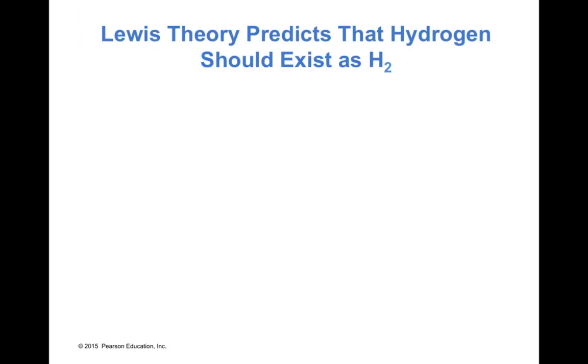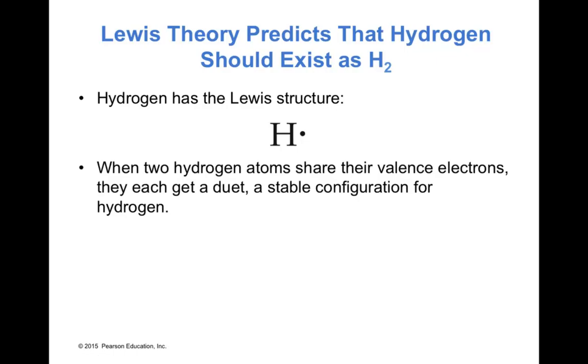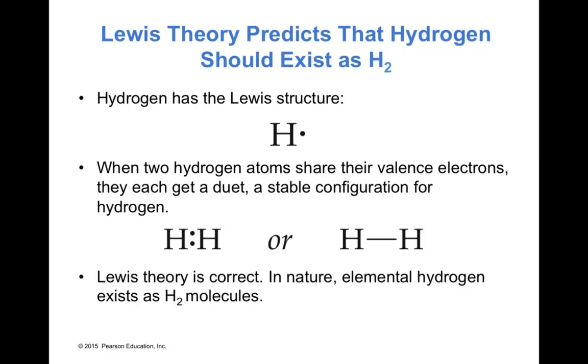The Lewis theory predicts that hydrogen should exist as H2. Why? Because hydrogen has just 1 electron, and if it is going to form a compound with another hydrogen, they are going to share those 2 electrons between them, creating a duet, or basically a bonding pair of electrons between them. So we can also write a dash between them, and we have the structure for H2, or hydrogen as it exists in nature. The Lewis theory is correct. In nature, elemental hydrogen exists as H2 molecules.